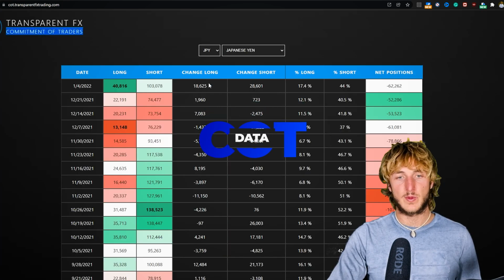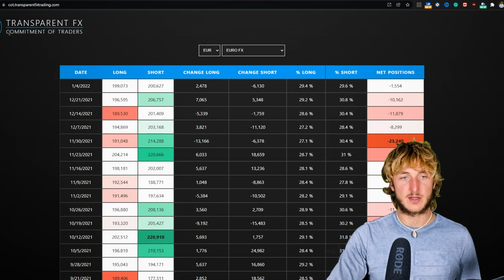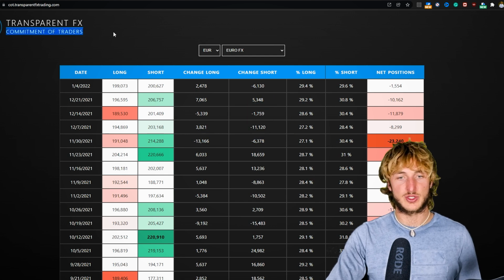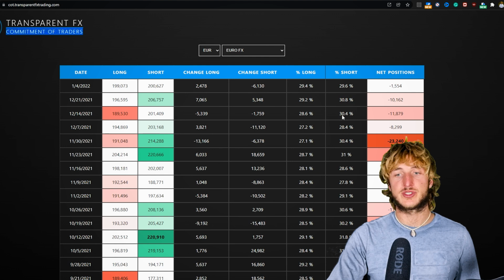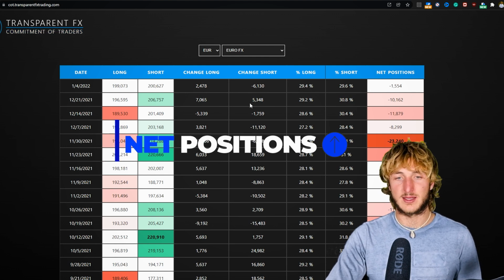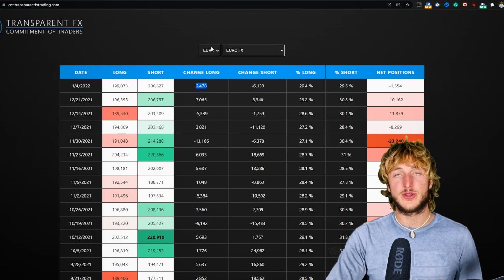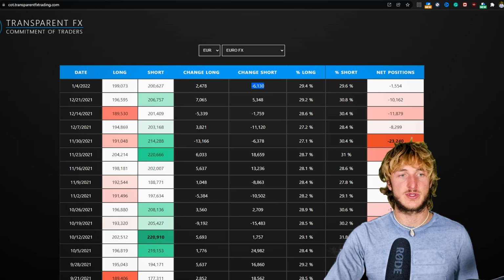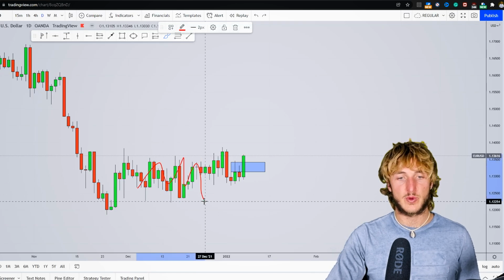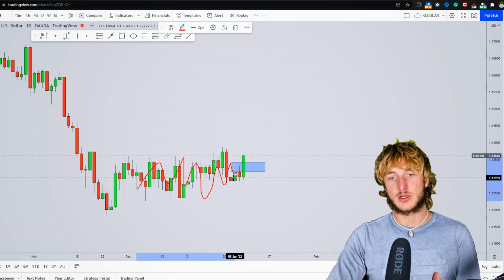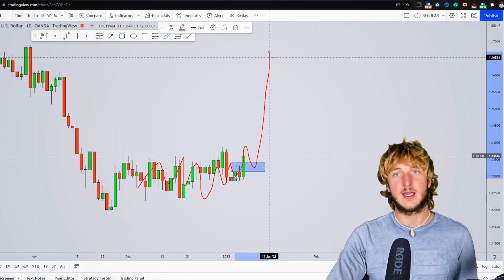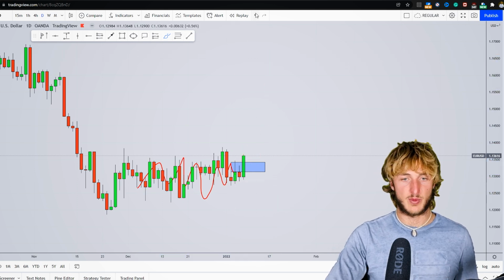Now, if we go and see what we have from a COT perspective, so commitment of traders, which is what hedge funds and the non-commercials in the market are doing, we can see how net positions have been increasing lately. In fact, we can also see how with the last report, 2.4k long positions got added on the euro from an institutional perspective and 6.1k shorts got closed, meaning that inside of this zone, we're getting shorts closed and longs opened, indicating once again that more continuation is definitely possible.